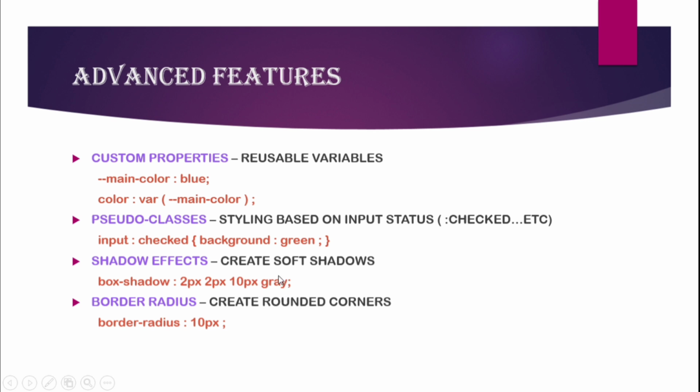Then we have border radius, to create rounded corners. This is one of the most important topics also. You can create a rounded border, and you can also create an exact circle. You can create one rectangular box, and you just have to mention border radius equal to 50%. It will create an exact circle. It is also one of the advanced features that are available in CSS. So this is all about HTML and CSS.